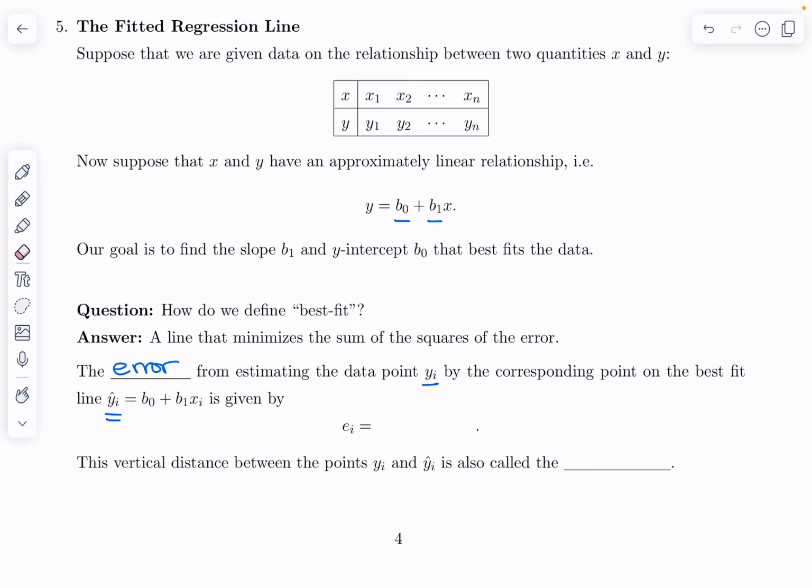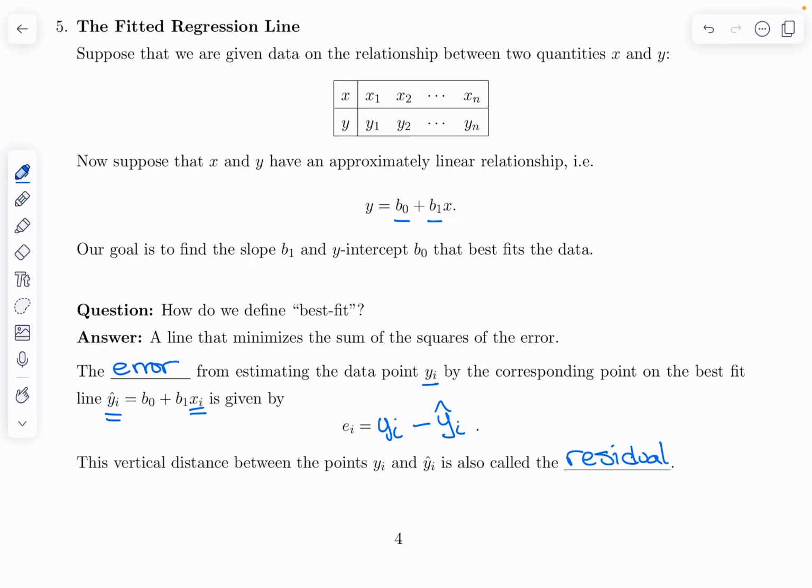But what is it given by? Well, what we're going to do is we're going to plug in x sub I to our best fit line. And so if we plug in x sub I to our best fit line, then that will give us the point on the best fit line that is going to be closest, okay, to y sub I. And we'll call that y sub I hat. And so the error is going to be the data point y sub I minus the estimation of the data point y sub I hat. This is a vertical distance between the points y sub I and y sub I hat, and we call that a residual.